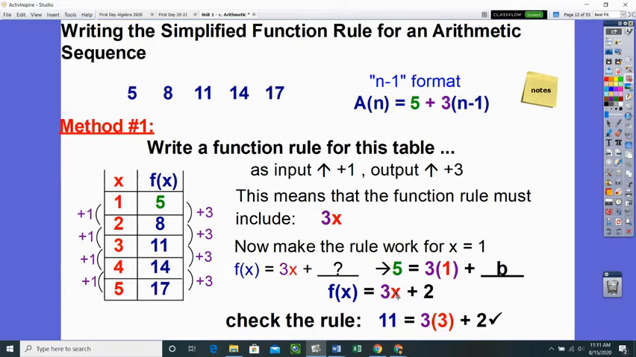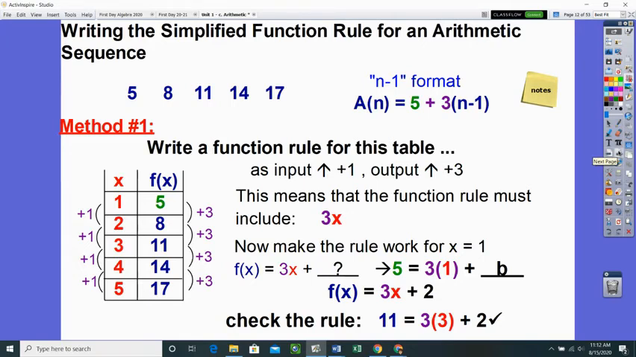No longer is the input variable saying take away 1. And you can use x and f of x. You can use n and a of n. Just get comfortable using different variables. And if I check this rule, like we did in the last section, let me just put 3 in. So, right, I should get an 11. 3 times 3 is 9 plus 2 is 11, and I'm feeling good about that. So that's one method, something that we already did.